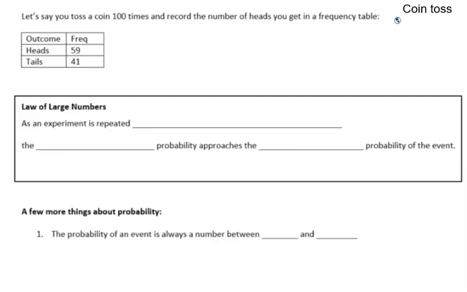There's just a few more things I want to share with you in our Intro to Probability section, section 3.1. So let's say you toss a coin 100 times and record the number of heads you get in a frequency table. So we have 59 heads and 41 tails. If I wanted to find the probability of heads using my frequency table, I would say the probability of heads is 59 out of 100, or 0.59.